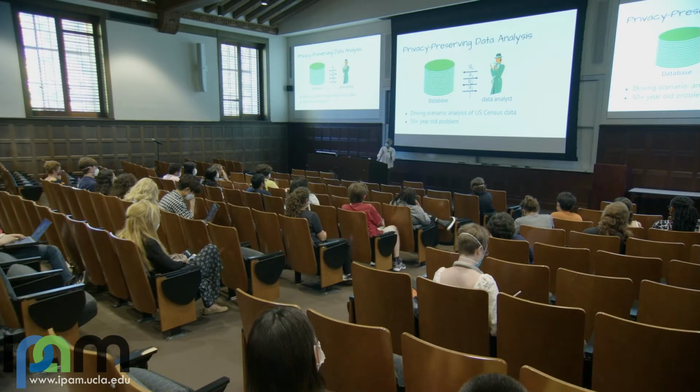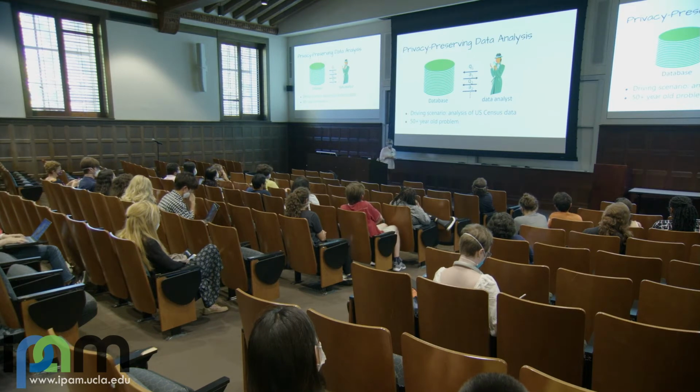As I said, our driving scenario in this work really was analysis of US Census data. The US Census Bureau publishes literally billions, tens of billions of statistics on the data of some 300 million people. And the Census Bureau has a legal mandate for privacy. So they have to protect privacy. That's the law. And therefore, we thought they would be receptive to ideas about how to do privacy-preserving data analysis.